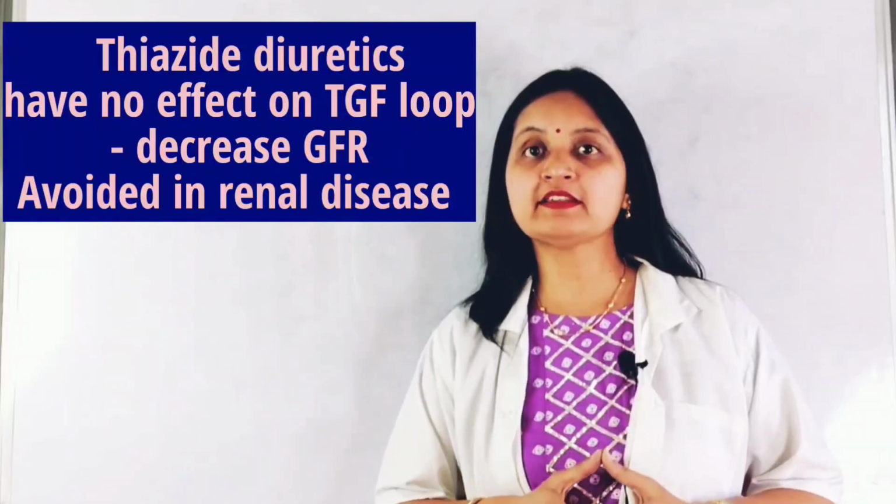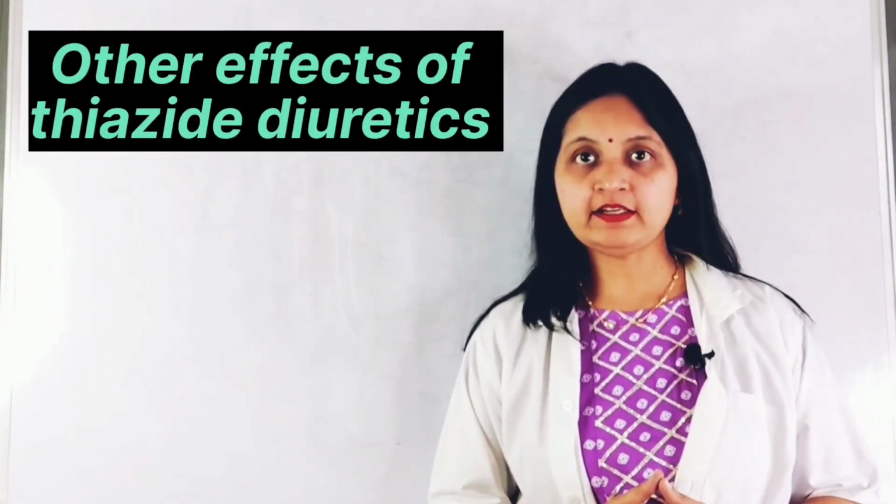So loop diuretics are preferred drugs in chronic kidney disease because they increase the renal blood flow and increase the glomerular filtration rate, whereas thiazide diuretics have no effect on renal blood flow and can decrease the glomerular filtration rate, with the exception of a few drugs such as metolazone, indapamide, and xipamide, which are effective at a GFR of less than 20 ml per minute. Next, we move on to other effects of thiazide diuretics.